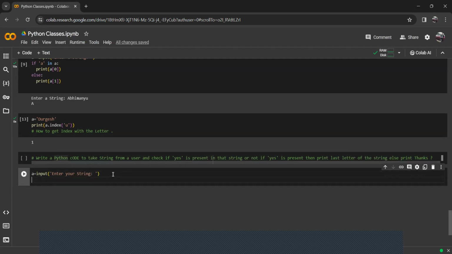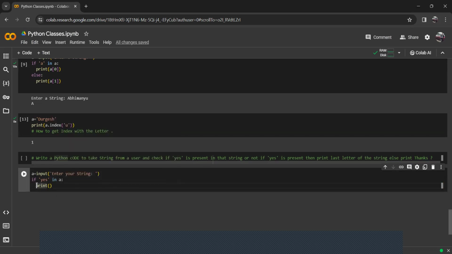Now, what will be the second part? Then an if condition, sir. If "yes" is present in the given string, we can write: if "yes" in A. Then print "yes in A", meaning the string is present, then print the last letter. How to print the last letter?